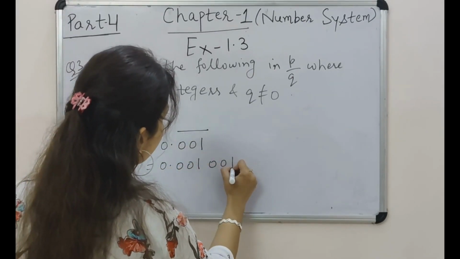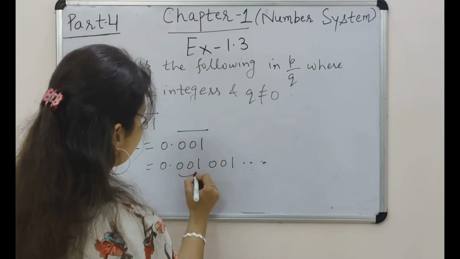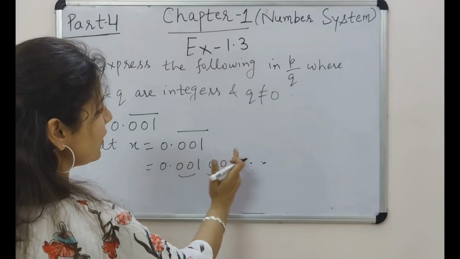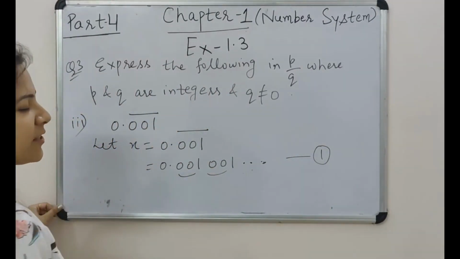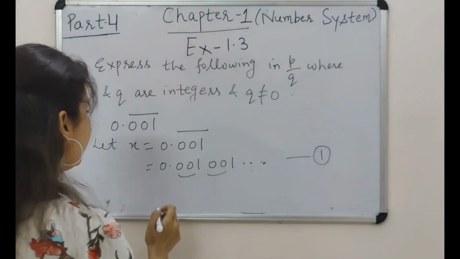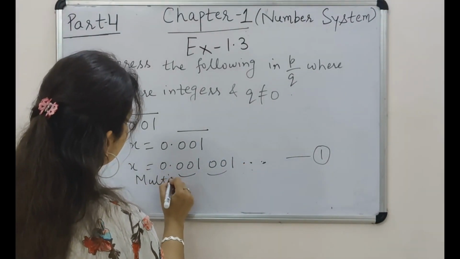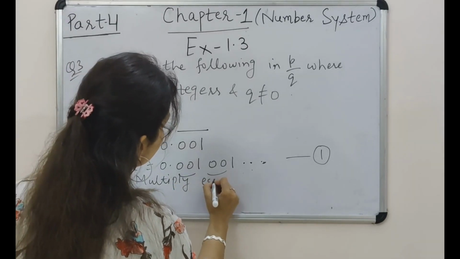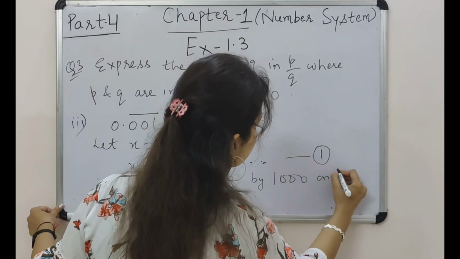Further it can be written as 001, 001 like that. Why? Because all the three digits are repeating, so I have written them in this form to show that they are coming again and again. This is my equation 1. Since three digits are repeating, I have to multiply this equation by 1000. Multiply equation 1 by 1000 on both the sides.